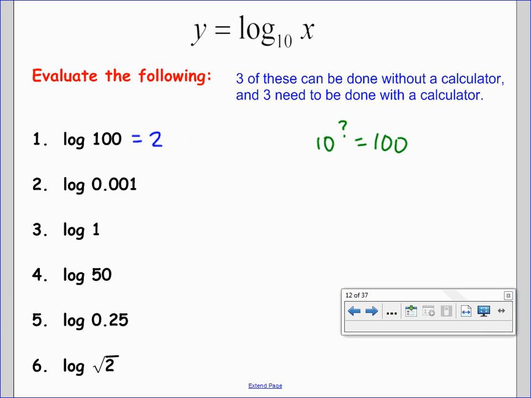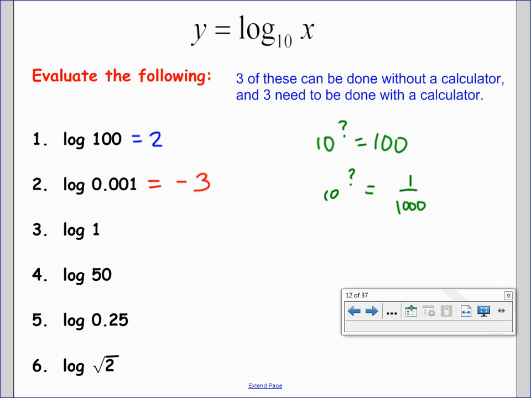The second problem is asking us the invisible base 10 to what exponent equals 1/1000. Oh, I know. I need a reciprocal, so that would be 1 over 10. That's a negative exponent, and then 1, 2, 3, 0. So negative third. So I'm thinking that log of 0.001 must equal negative 3.